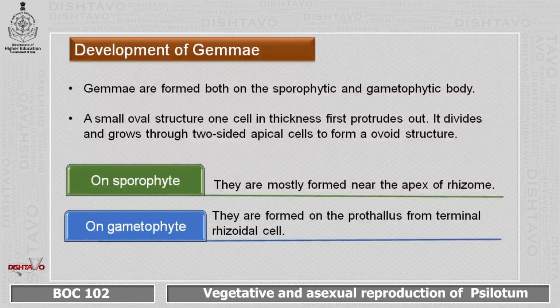So gamete are formed both on the sporophytic and gametophytic plant body. They are small oval structures of one cell in thickness and they protrude out as such initially, and later on they divide and grow through the two-sided apical cells to form an ovoid structure. When the gamete are produced on the sporophyte, they are mostly formed near the apex of the rhizome, and when they are produced on the gametophyte, they are formed on the prothallus from the terminal rhizoidal cells.